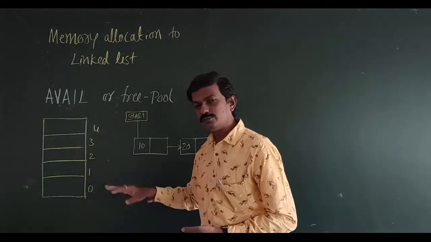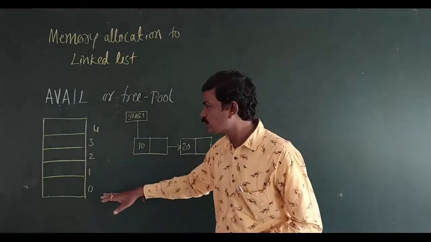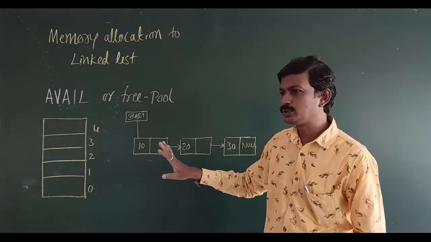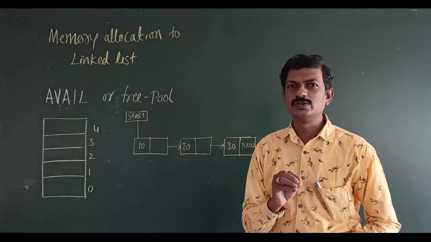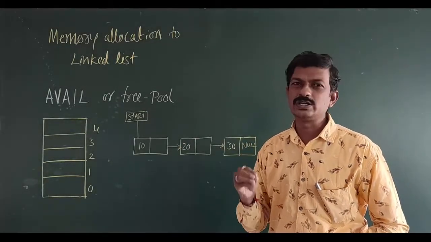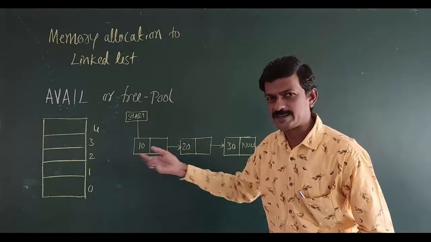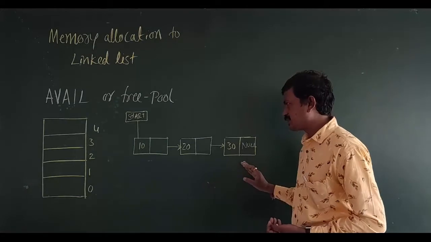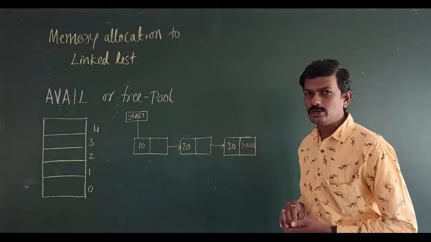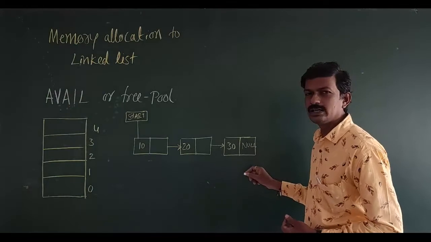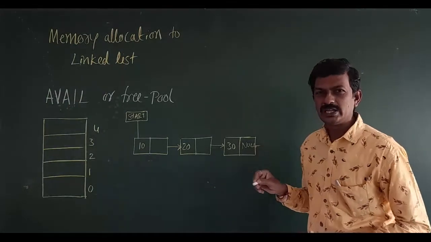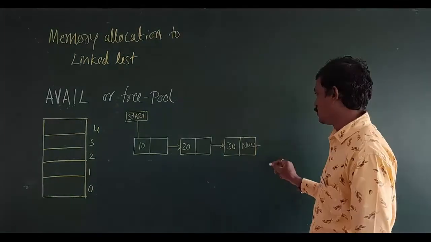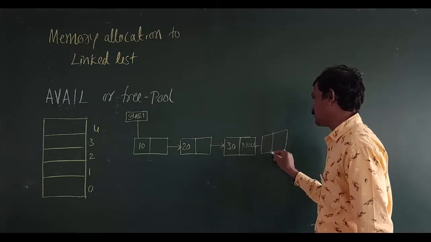Initially, for consideration, I took an avail list with a size of 5. It means it is able to allocate 5 nodes to a linked list which requires extra space. For the time being, I created a linked list with 3 nodes. I required one more node to be inserted into the linked list. Now I requested a new operation, that is dynamic memory allocation, which creates a new node for this linked list. Let's consider I created one more node.